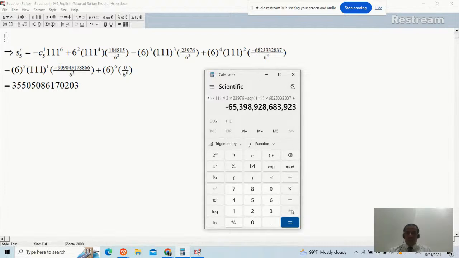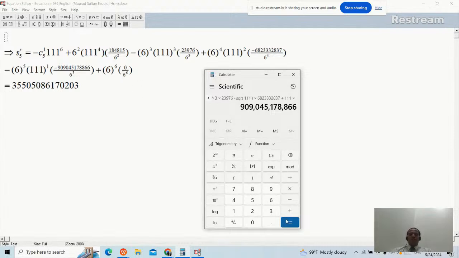Plus 111 times 1990, because minus times minus is plus, no need to write the positive sign, just write this 6 over 5. 6 over 5 is 1. I wrote 111 times this number, which is 19,90,45,17,88,66. So just write 19,90,45, 17,88,66. This one will make an equal sign. Plus 6 to the power 6 over 6 to the power 6 is 1, times 0 is 0. No need to write the last term.